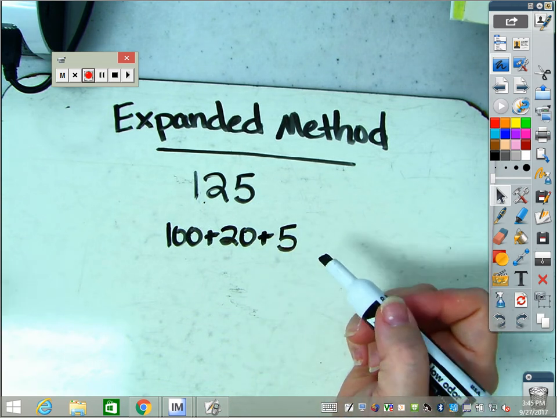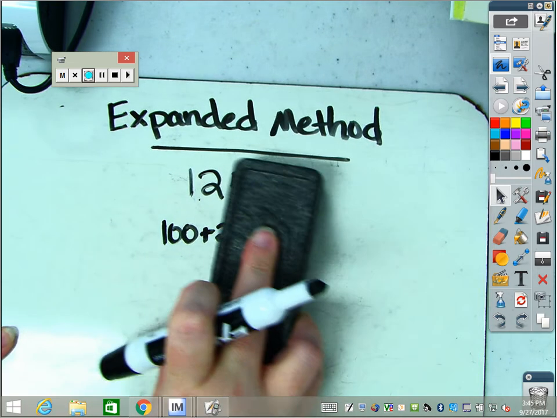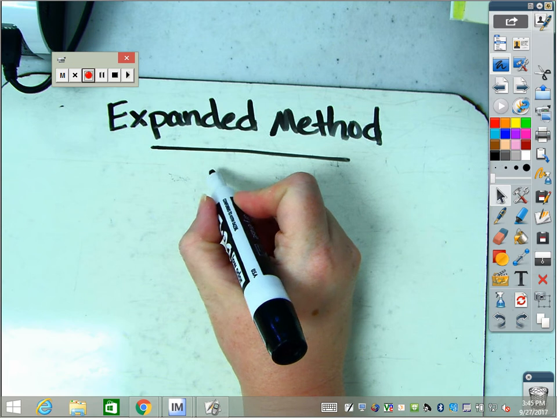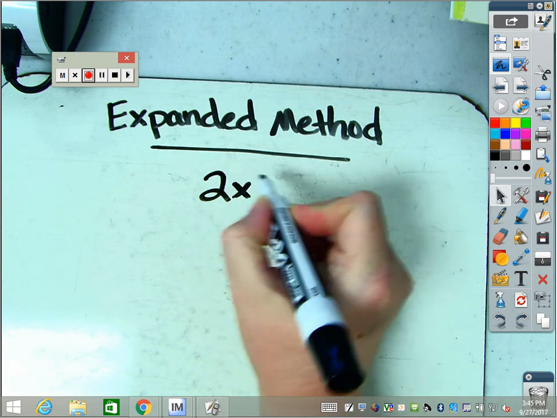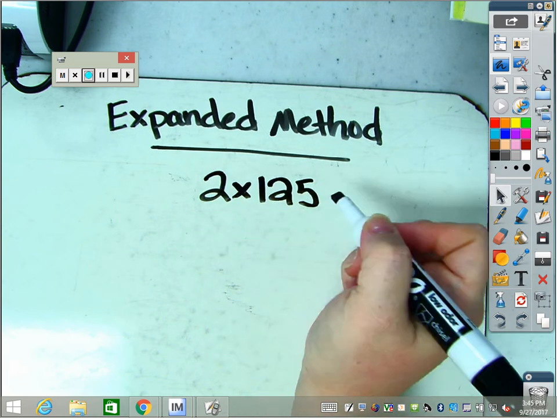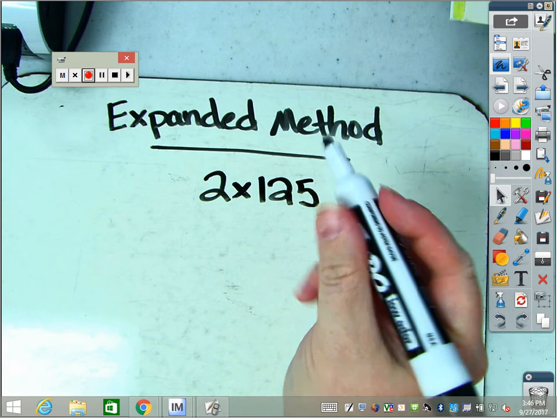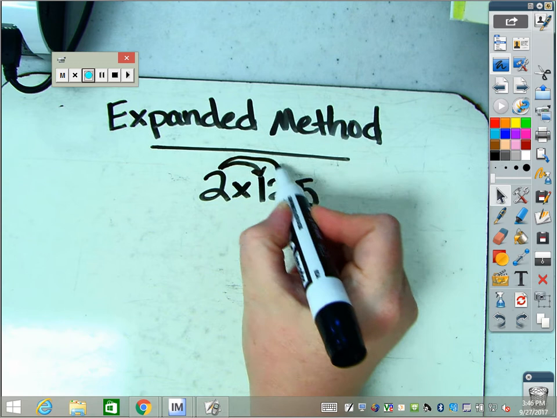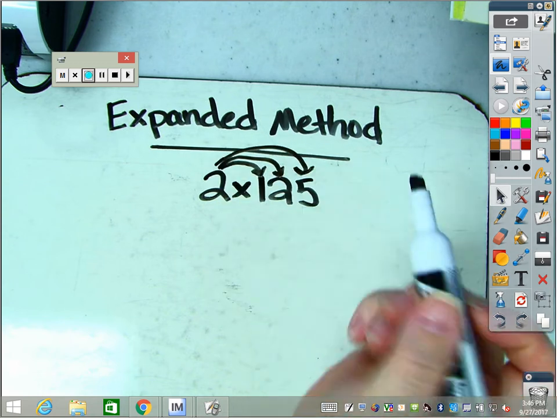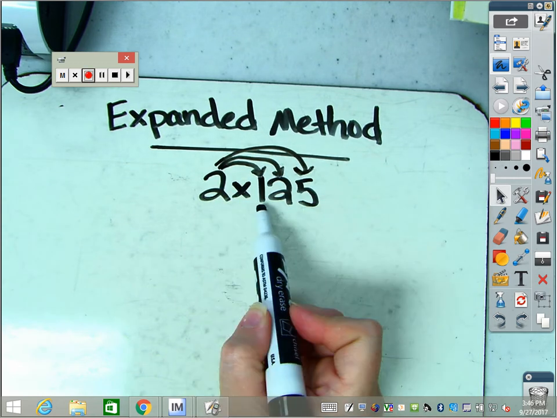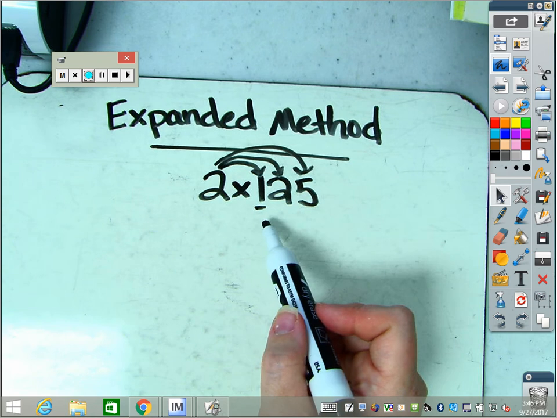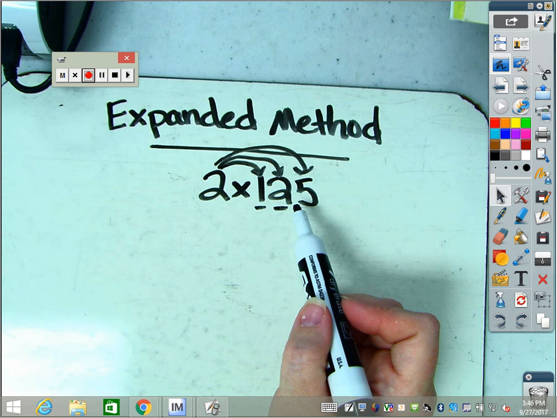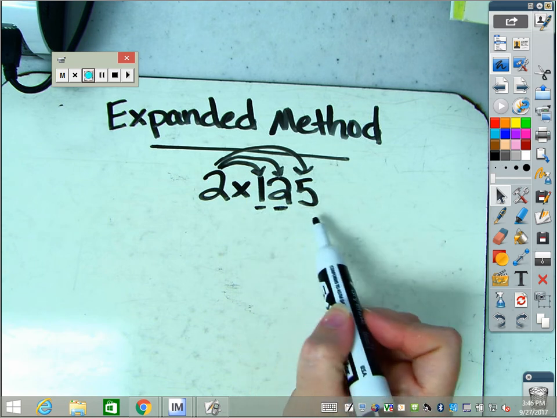So in order to be able to do this method, you have to be able to write a number in expanded form. So let's start out using that number 125. Let's start pretty easy, and let's multiply 125 times 2. So in order to use the expanded method, what you're doing is you are distributing this 2 to each of your places. So you're going to be multiplying your 2 by the value in your hundreds place, then you're going to multiply the 2 by the value in your tens place, and then you're going to multiply finally the 2 times the value in your ones place.